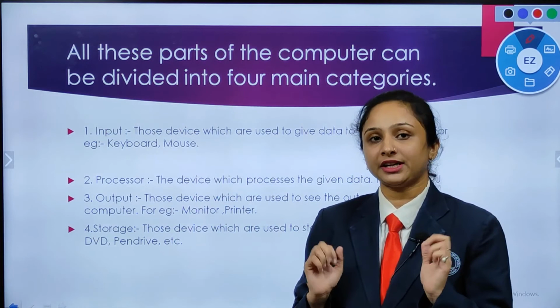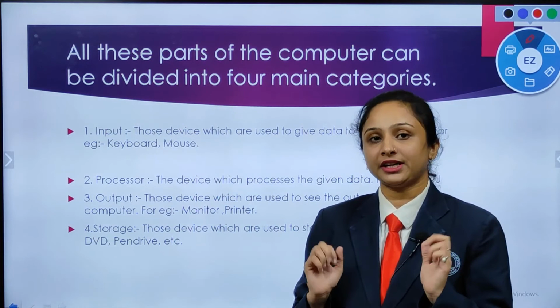Now what is an input device? The device which is used to give data to the computer is known as an input device. For example, mouse and keyboard. Now processor: the device which processes the given data, that is the CPU. So a device which processes the given data is known as a processor. What is the example? CPU.